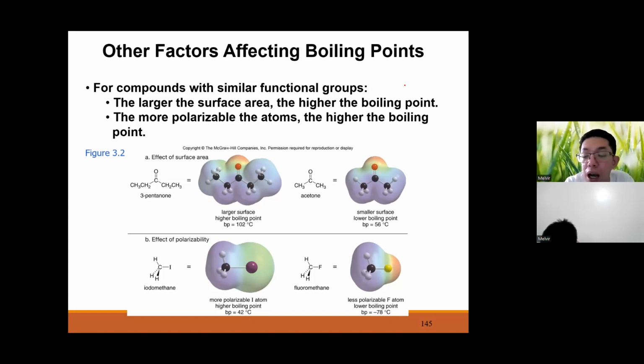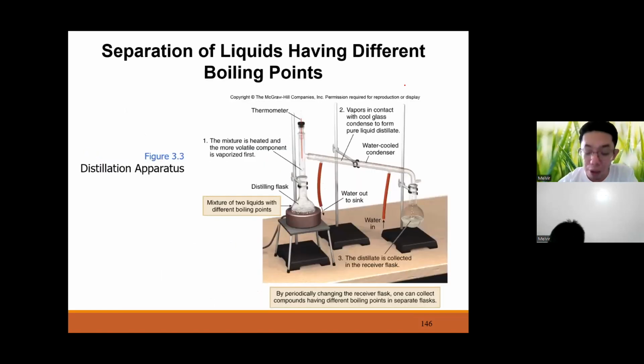42 and -78, no? So, 120. The range is big. 120 degrees Celsius is the difference between fluoromethane and iodomethane. So, we can clearly see there that polarizability will really affect the boiling point. Okay? So, this is the usual setup for boiling point.